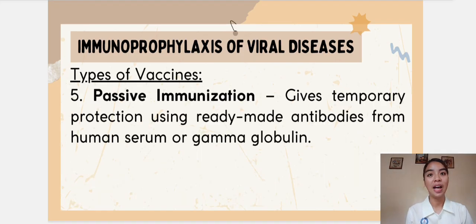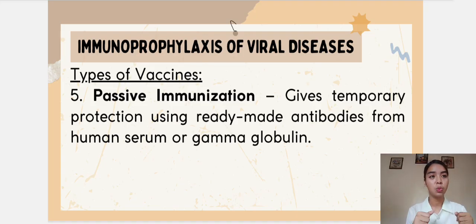Next, we have passive immunization. So this gives temporary protection using ready-made antibodies from human serum or gamma globulin. So passive immunization provides immediate but temporary protection by giving a person ready-made antibodies from another person or animal.